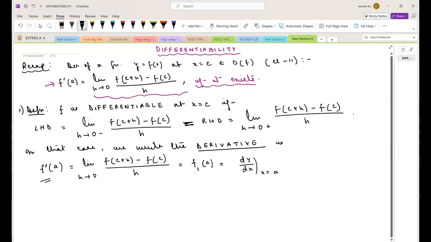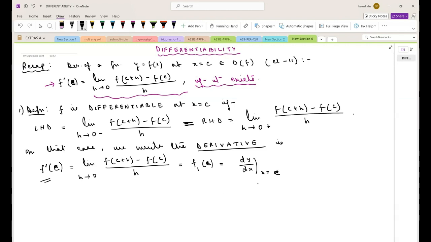Okay, by mistake I wrote here a and here I wrote c. Extremely sorry. These should all be c's. We are finding the derivative at c. So this is c and this is c. x equal to c.